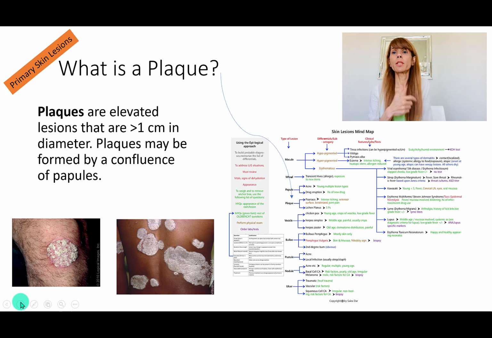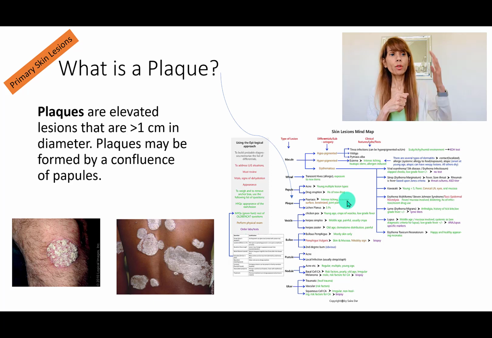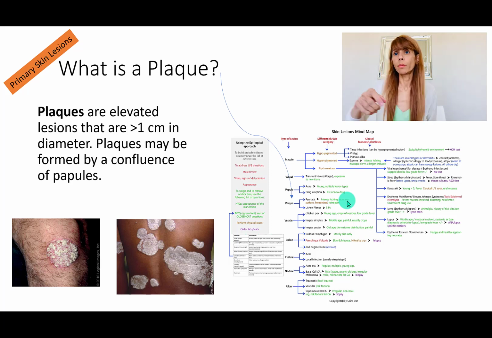The next on the mind map is plaque. Plaques are elevated lesions that are more than 1 centimeter in diameter. Plaques may become confluent, and they can become larger also. As you can see on the mind map, plaques have multiple differential diagnoses associated with them. So we'll go through all of them.